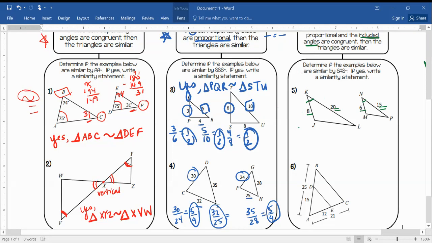So let's see if the sides are proportional. So 8 and 6 are corresponding, and then 20 and 15 are corresponding. Let's reduce this by 2, so that's 4 over 3. And then let's reduce this by, let's see, 5. It's 4 over 3 as well. So it's looking good. These two sides are proportional and those two angles are congruent. So I would say yes, they're similar. And let's write the similarity statement. So JKL, similar to triangle M and P.